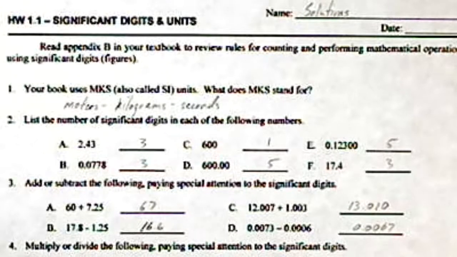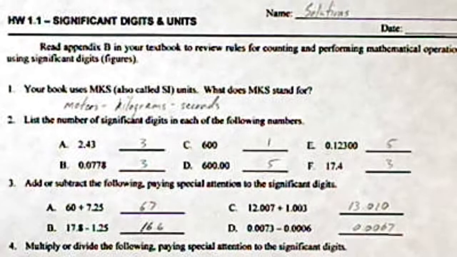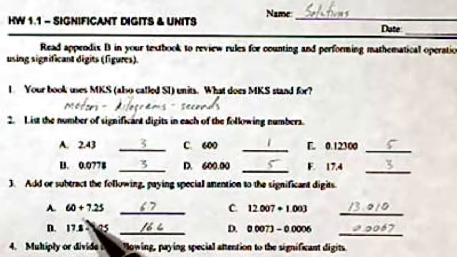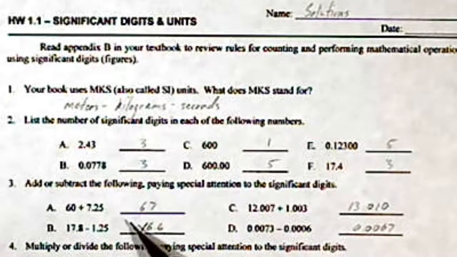Number 3, adding and subtracting. Remember the rule here is that you count up the number with the fewest number of decimal places in whatever constituents you have, and you use that fewest number, so you have to round after you add them. So for A, 60 has 0 decimal places, so we know our answer has to have 0. So 60 plus 7.25 is 67.25. We have to round to 0 decimal places, which gives us 67.